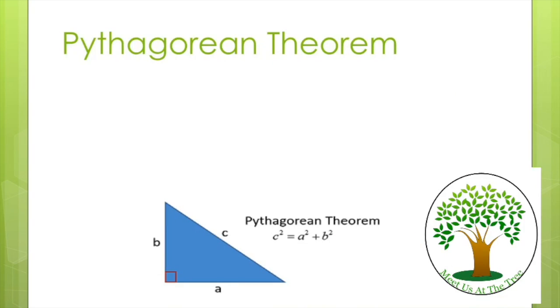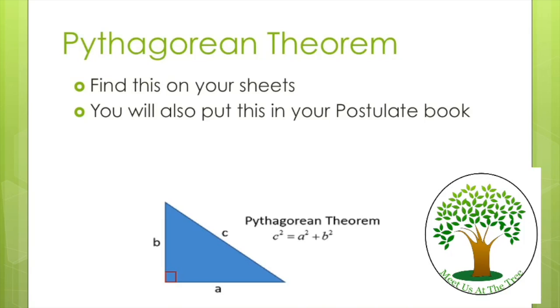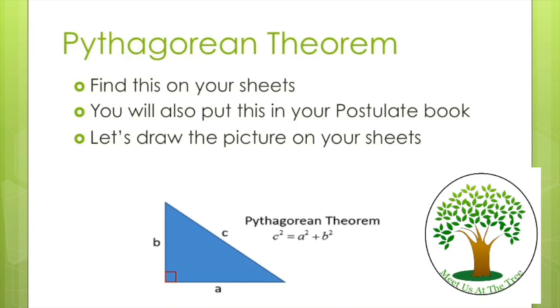What we did was the Pythagorean theorem, by the way. That a squared plus b squared equals c squared for that right triangle was just the Pythagorean theorem. You can find this on your sheets at the back of the page. You can put this in your postulate book. You can also draw this picture on your sheets. But to use this formula, you must have a right triangle.